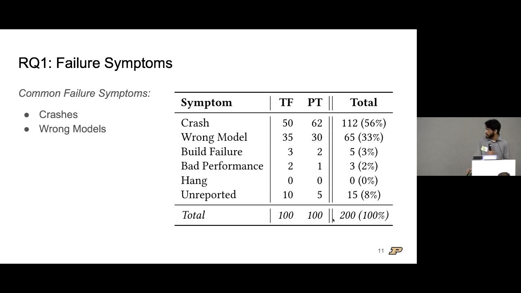The second symptom that is the most common are wrong models, and this is much more sensitive because you may convert a model thinking it would be one way, but in fact it is another. And that we notice happens around 33% of the time. So historically, out of the issues we studied, we saw 33% of these issues mention this.